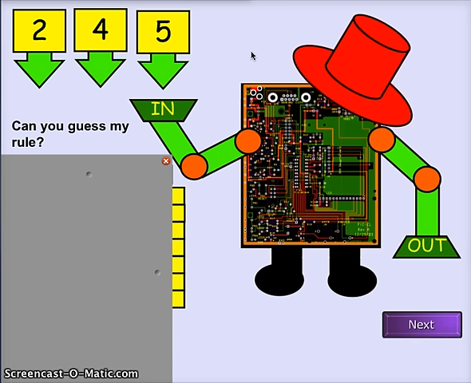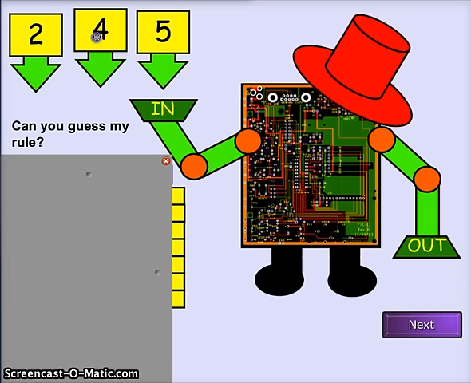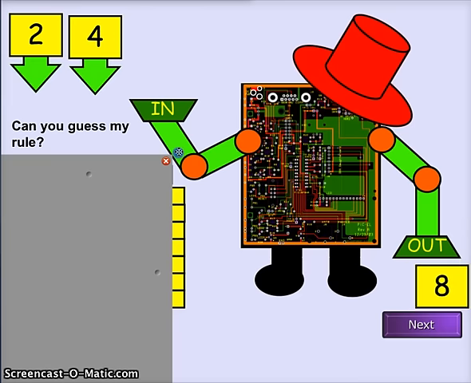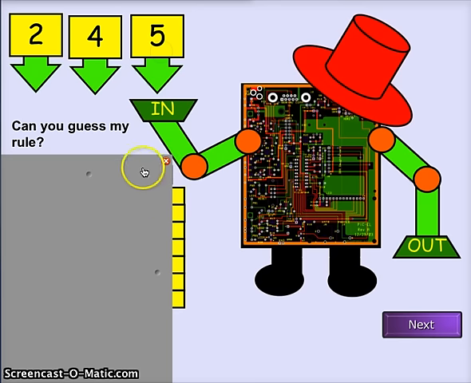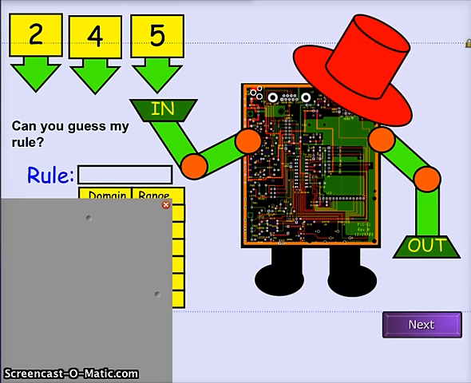So look at this function machine and try to come up with the function. When a 2 goes in, a 5 comes out. When a 4 goes in, a 7 comes out. And when a 5 goes in, an 8 comes out. So you can say that the rule is to add 3. But in function form, we would say that this is y equals x plus 3.